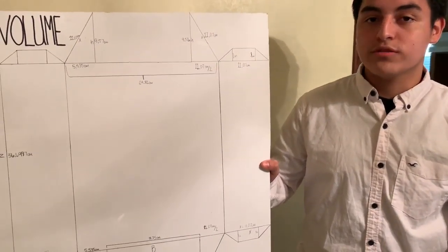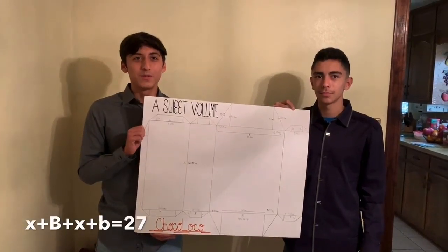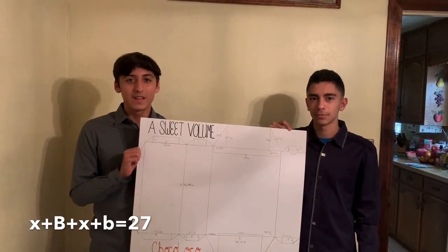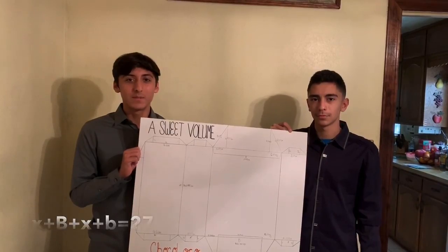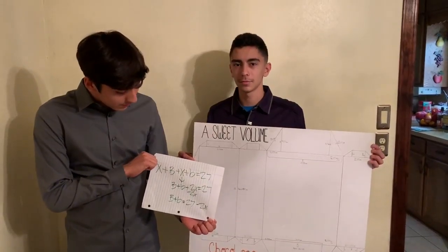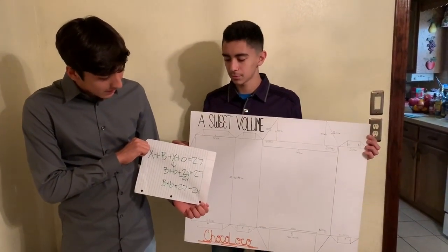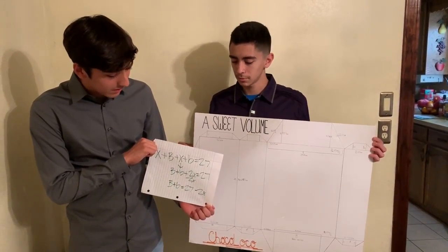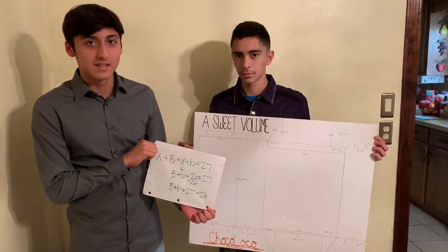our trapezoidal prism. One of the first equations we used was x plus big B plus x plus little b, which adds up the two sides with the two bases, which equals up to 27. We reduced it down to big B plus little b plus 2x equals 27, and subtracted 2x from 27 to simplify and solve for x.